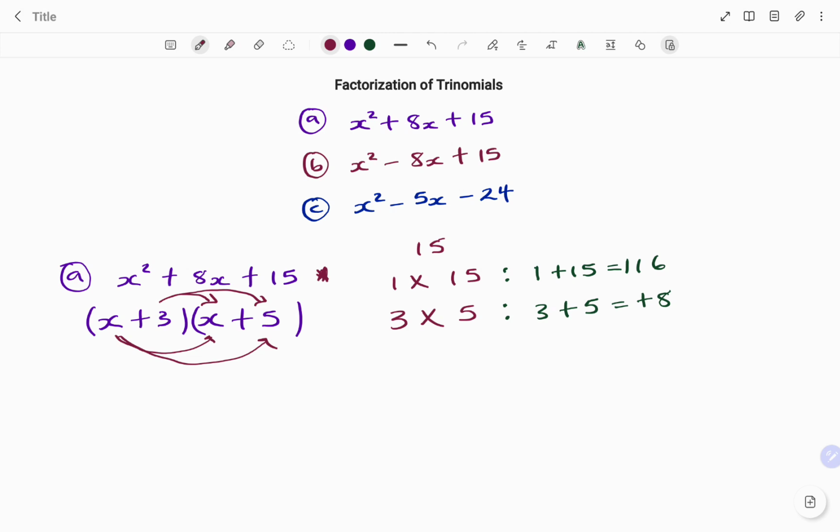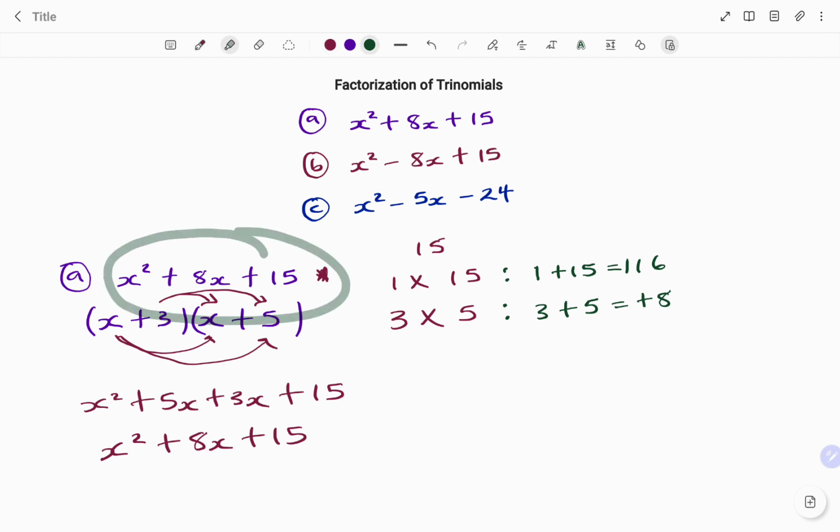So I have x times x, that's x squared, x times 5, plus 5x, 3 times x, that's plus 3x, and then I have 3 times 5, plus 15. If I simplify, I have x squared plus 5x plus 3x, that's 8x, plus 15, which is the value we started with. That's x squared plus 8x plus 15.